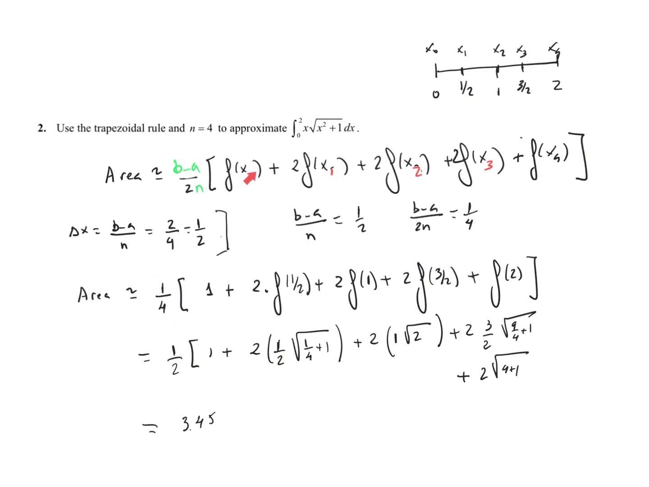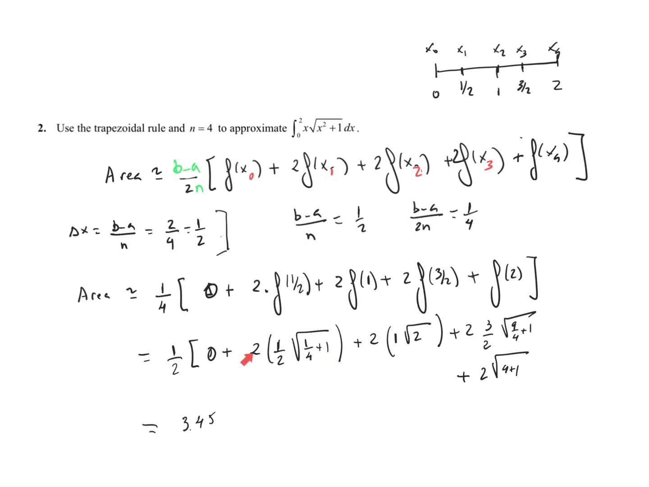So this term will be 1/4. f of x0: x0 is the point 0, so f of x0 will be 0 times the square root of 0 squared plus 1. This would be 0. Plus 2 times f of x1. x1 is 1/2, so it will be f of 1/2. f of 1/2 is 1/2 multiplied by the square root of (1/2) squared plus 1.